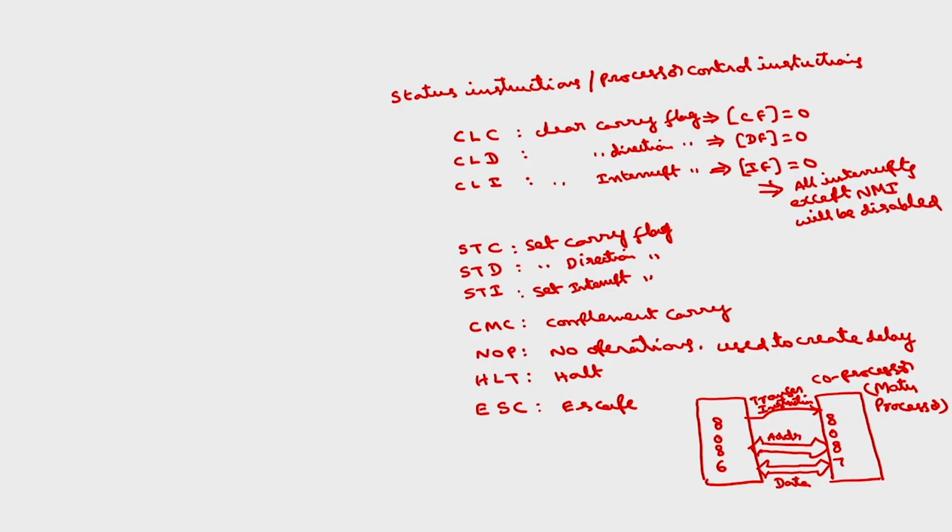So the 8086 can transfer some instructions to the 8087. How does it transfer? Using this escape instruction. Whenever it wants to transfer an instruction, it simply writes escape, so the next instruction will be transferred to the coprocessor. This is about the escape instruction. Then we have the wait instruction. Wait is also another process control instruction.